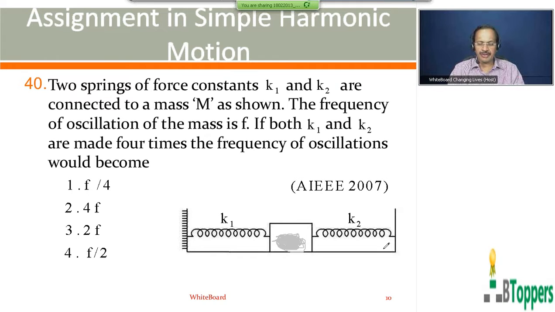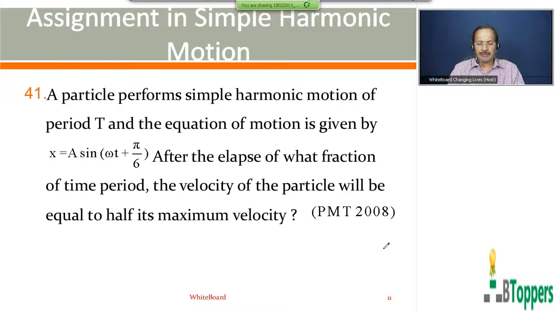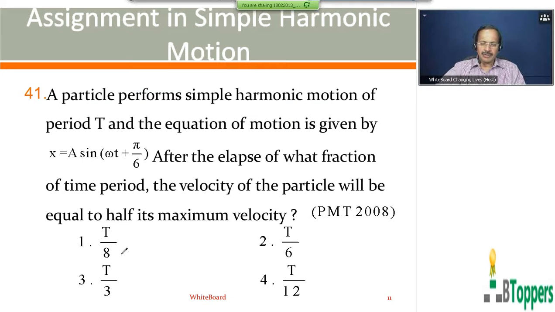I am going to show the next question on screen. See the question number 41. A particle performs simple harmonic motion of period capital T, and the equation of motion is given by x equal to a sin omega t plus pi by 6. So the elapse of what fraction of time period will the velocity of the particle be equal to half of its maximum velocity? So I have shown 4 options on the screen here.